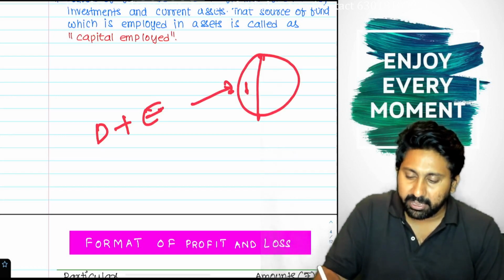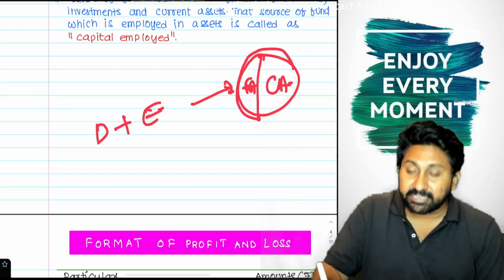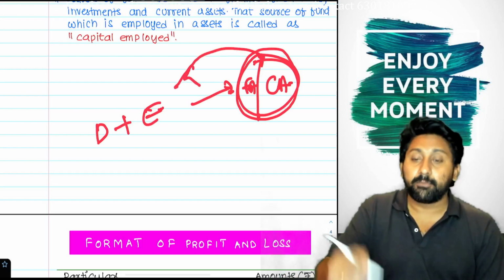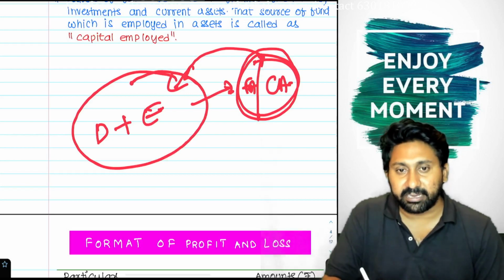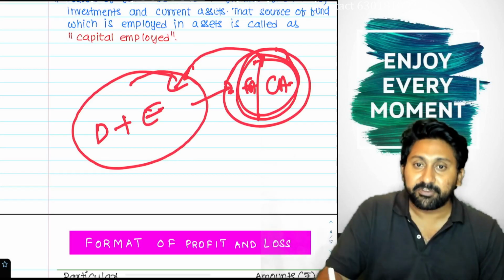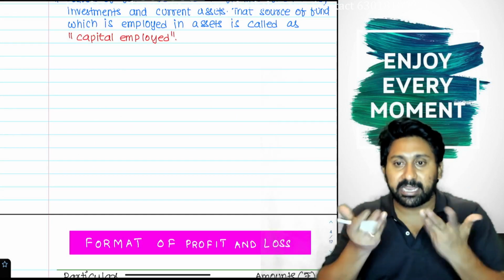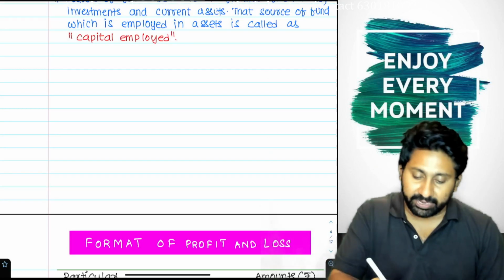Which assets will you buy? Fixed assets I will buy, current assets I will buy. Therefore, fixed assets and current assets are purchased out of the funds given by both debt and equity. Instead of writing debt and equity, I can also write fixed assets and current assets, because fixed assets and current assets are not coming from the sky. Somewhere financing has to be done. So the financing can be done in two ways.